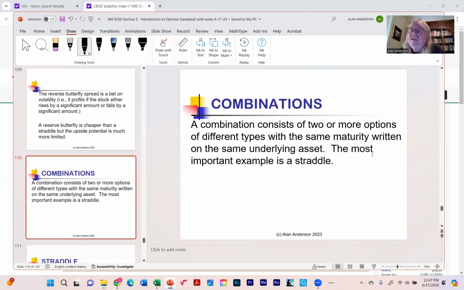Wow. Now, that's all we need to say about spreads. There's a million of them, but these are the three we wanted to focus on. Combinations means we're combining at least one call and at least one put. Again, the same asset, the same maturity, the same everything, but now one is a call and one is a put. And here, the strikes don't have to be different.